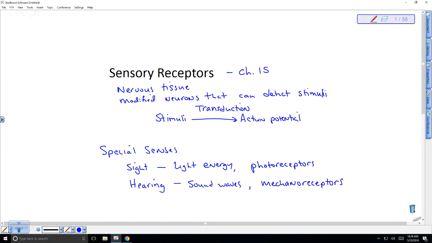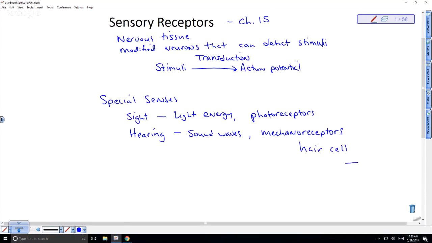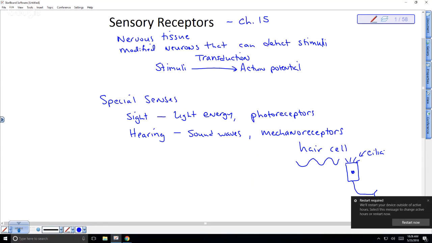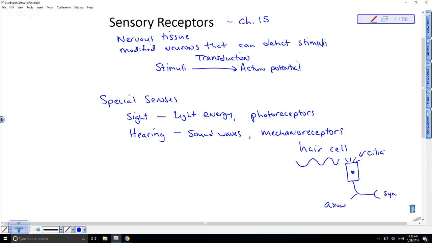And they're actually a special type of mechanoreceptor, which is called a hair cell. So if we look at a hair cell, it has these little cilia on top. So these are the cilia. And then this is my axon. And so as sound waves move, they can actually move the cilia, right? So they're moving through the air. They can cause the cilia to bend. And when the cilia bend, that causes ion channels to open and this cell to become depolarized. And this would be my axon. And then this would be the synapse.